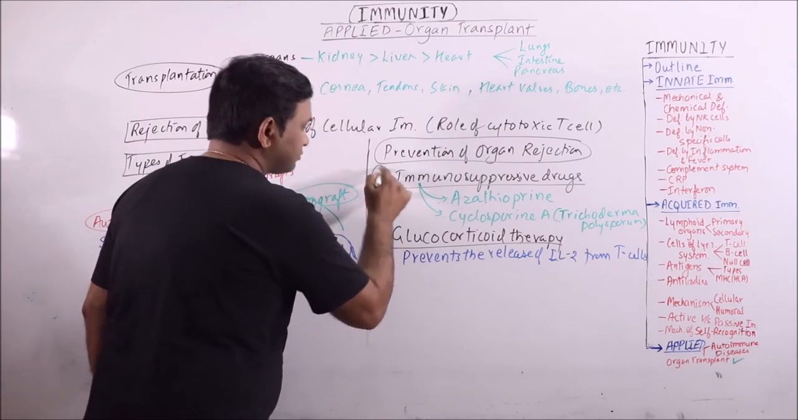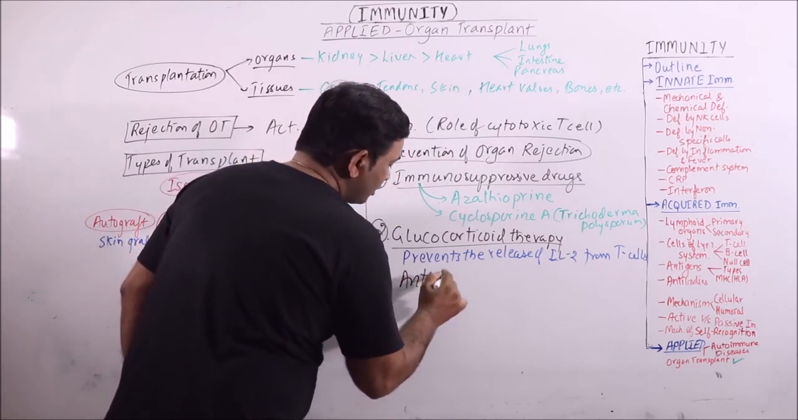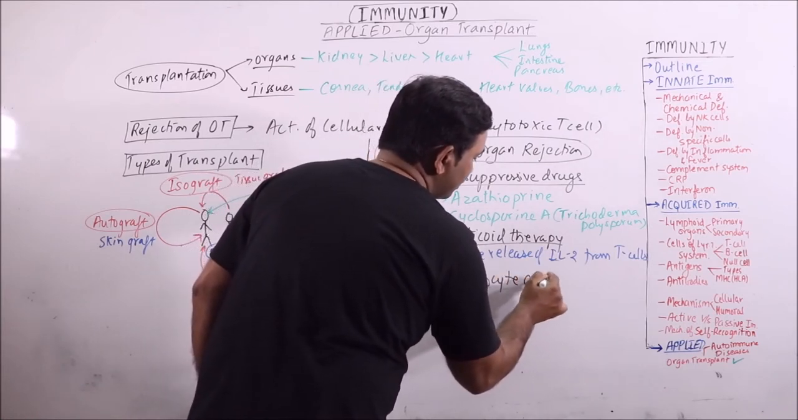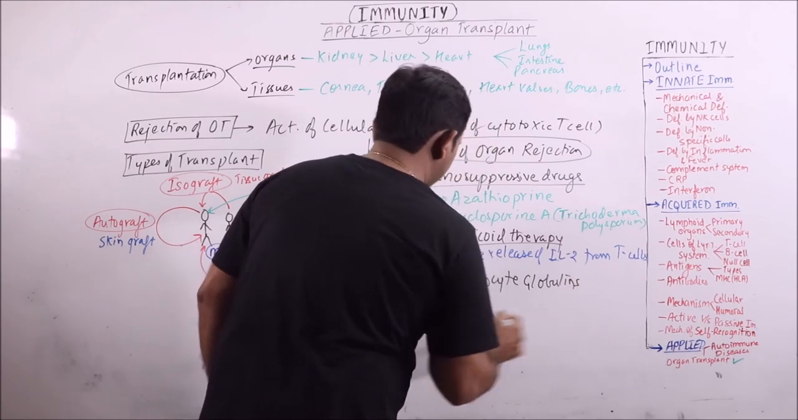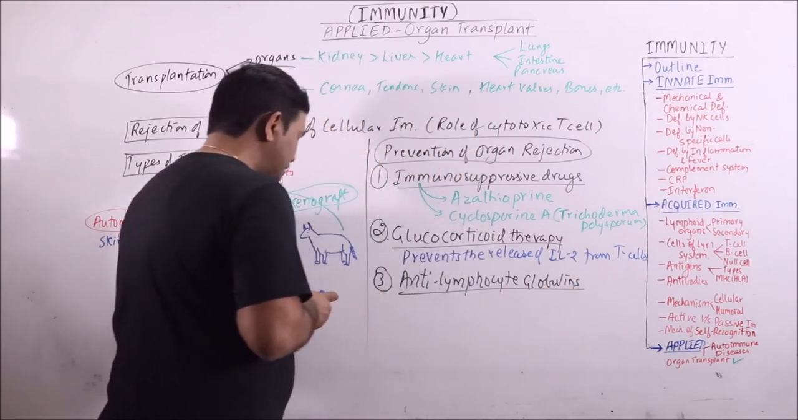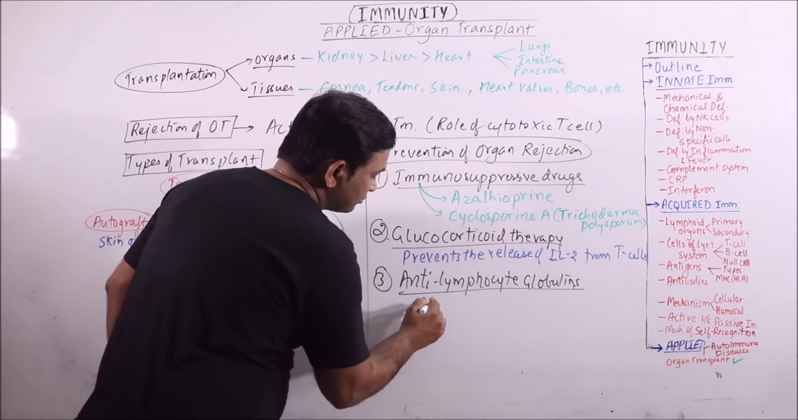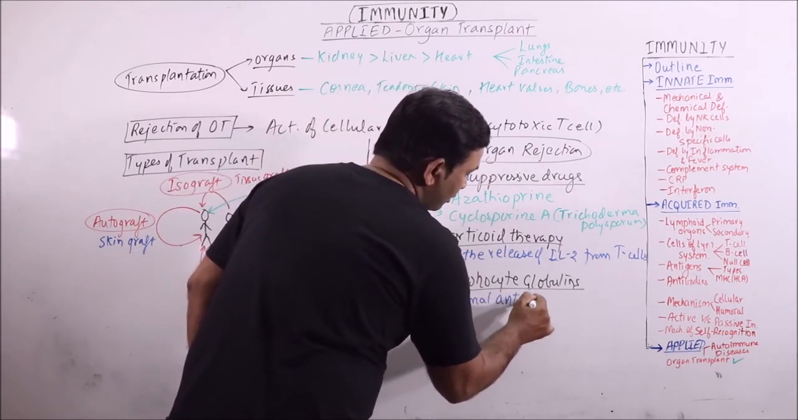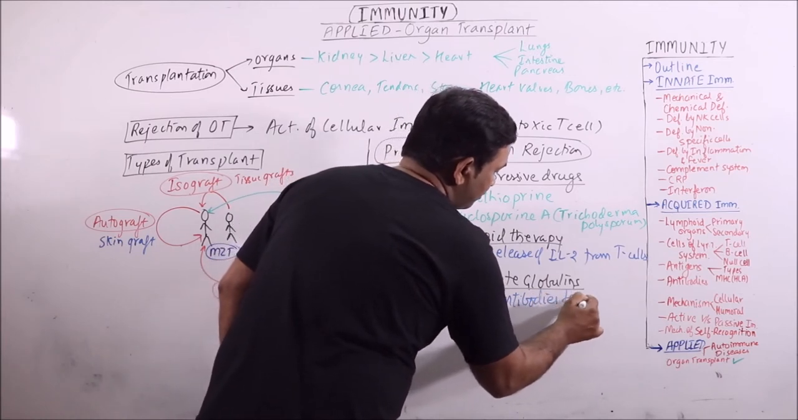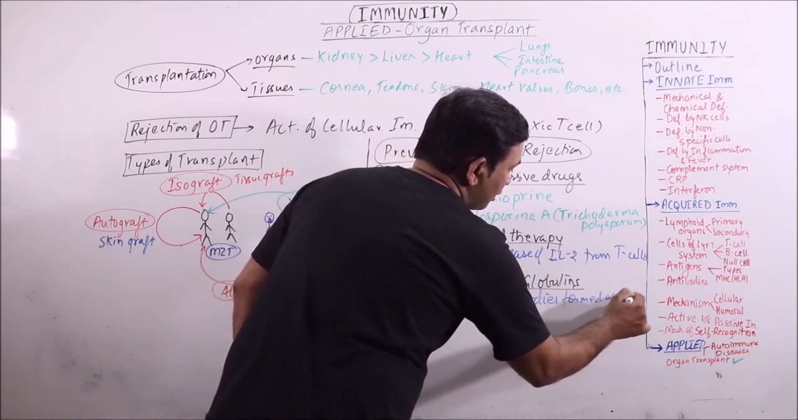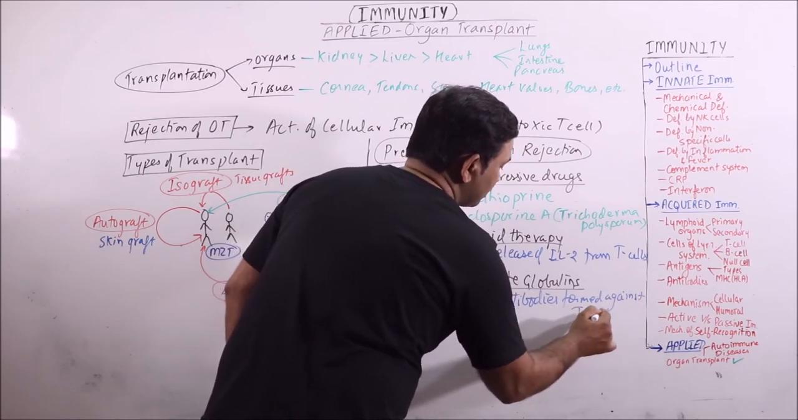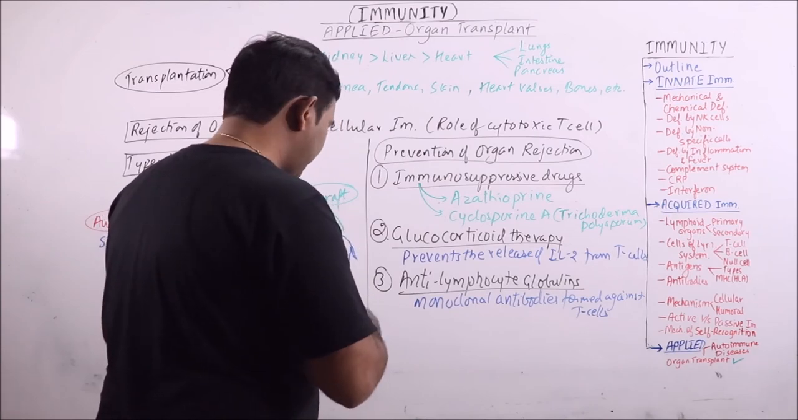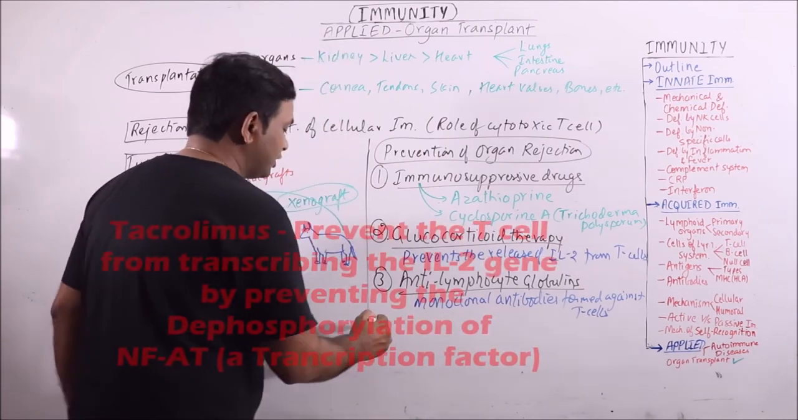Third is anti-lymphocytic or anti-lymphocyte globulins. These are monoclonal antibodies formed against T cells. Thus, they will prevent or inhibit both type of cellular and humoral immunity.